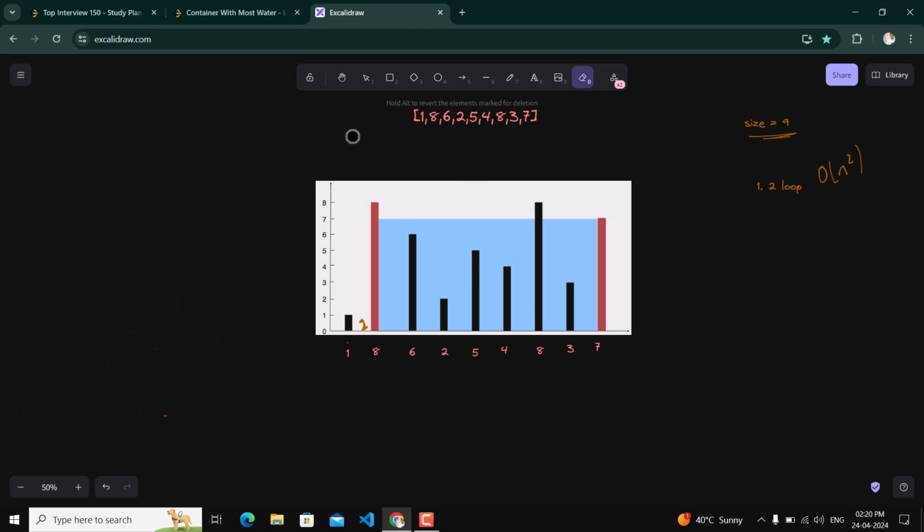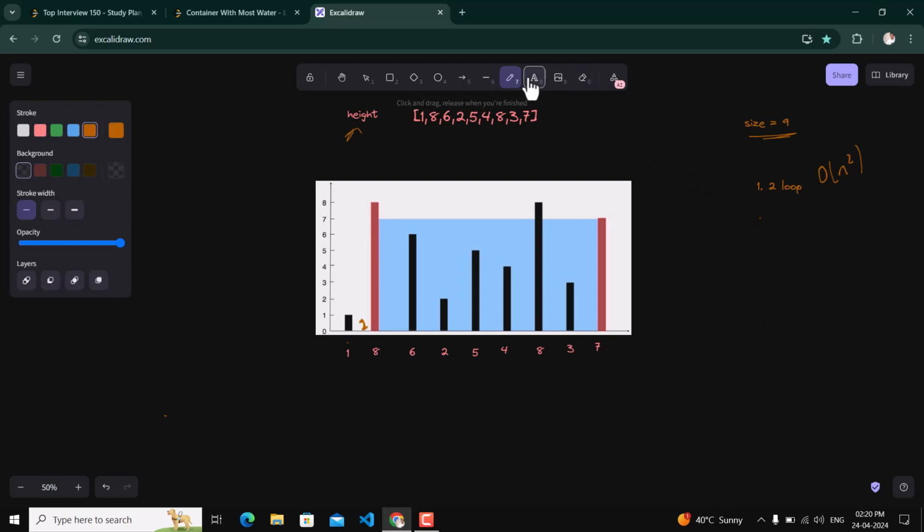Okay, so how will we use the two pointer approach? We will discuss that. The second approach we can use here is the two pointer approach. What we have to find is two bars.